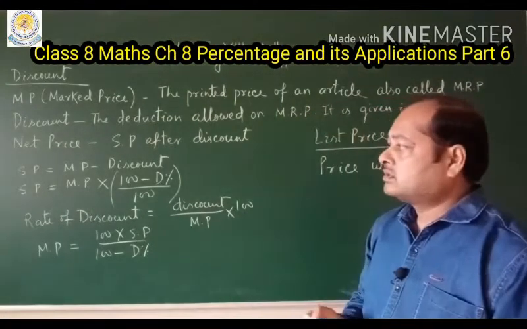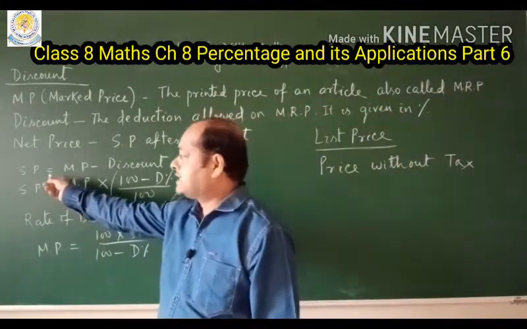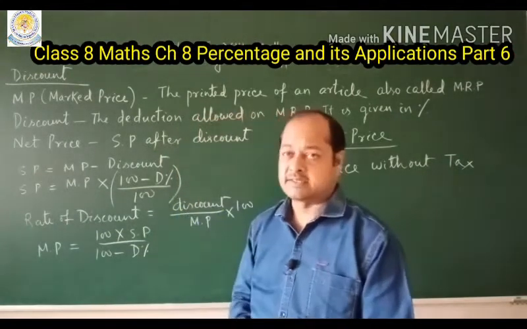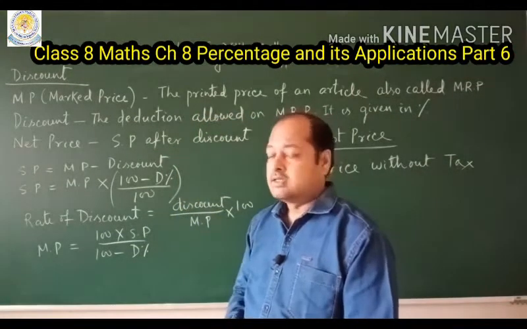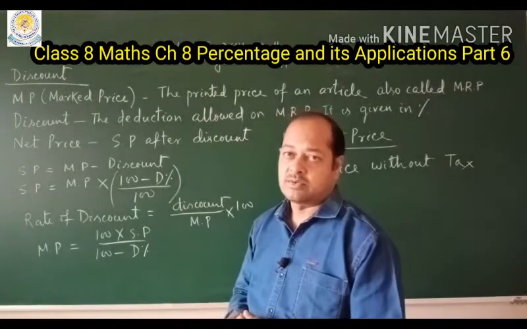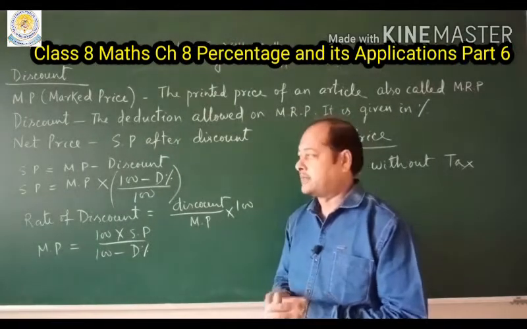Now some formulas we will discuss. The first formula: SP means the selling price. How to calculate the selling price of an article? The formula is marked price minus discount is the selling price of an article.